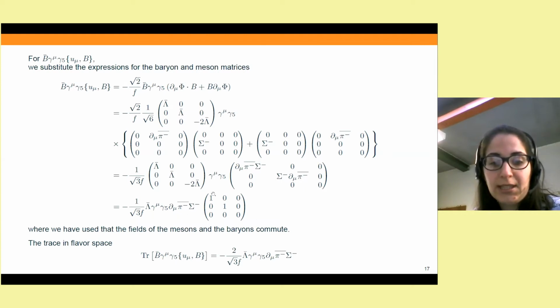And we just get this here. And next we have to take the trace of this, and this just gives us a factor of 2 here. So we see that these terms for this vertex give us this expression.